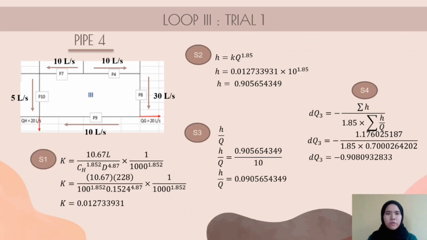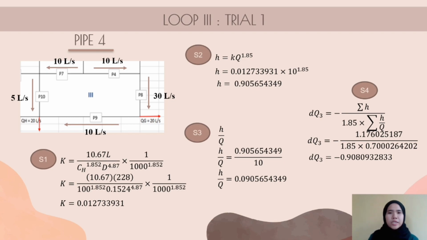Next was loop 3. For example at trial 1, our first assumption for pipe 4 was positive 10. To calculate K, using the formula of 10.67 times length divided by constant value power 1.852 times D power 4.87, we got the answer 0.012733, and we need to calculate the H, where K is multiplied by Q power 1.85, and we got the answer 0.9056.